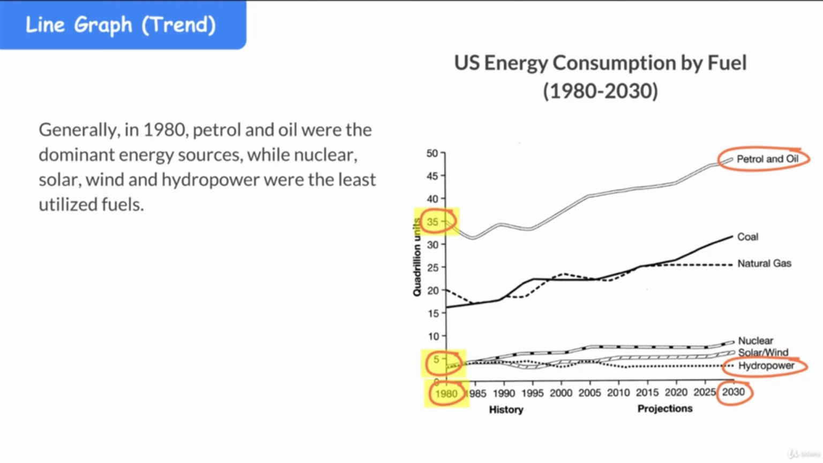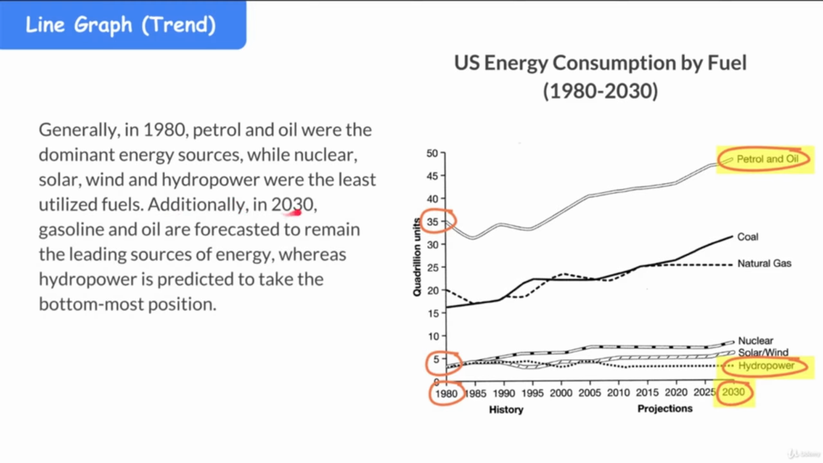So now that we've talked about the highest and the lowest data points for the year 1980, we're now going to be talking about the highest and the lowest data points for the year 2030. So here's our next sentence. "Additionally, in 2030, gasoline and oil are forecasted to remain the leading sources of energy, whereas hydropower is predicted to take the bottommost position." So in this sentence, we're saying that in the year 2030, gasoline and oil are predicted to remain the leading sources of energy.